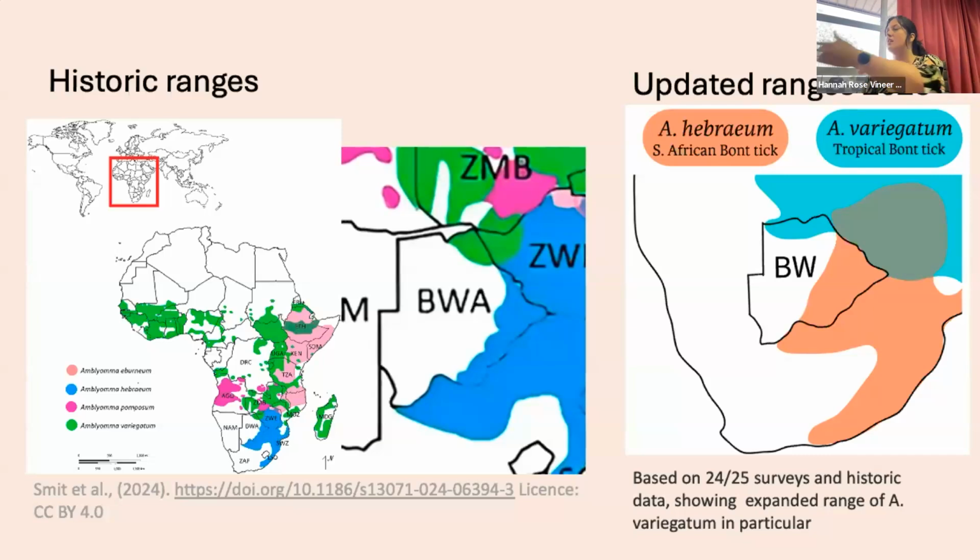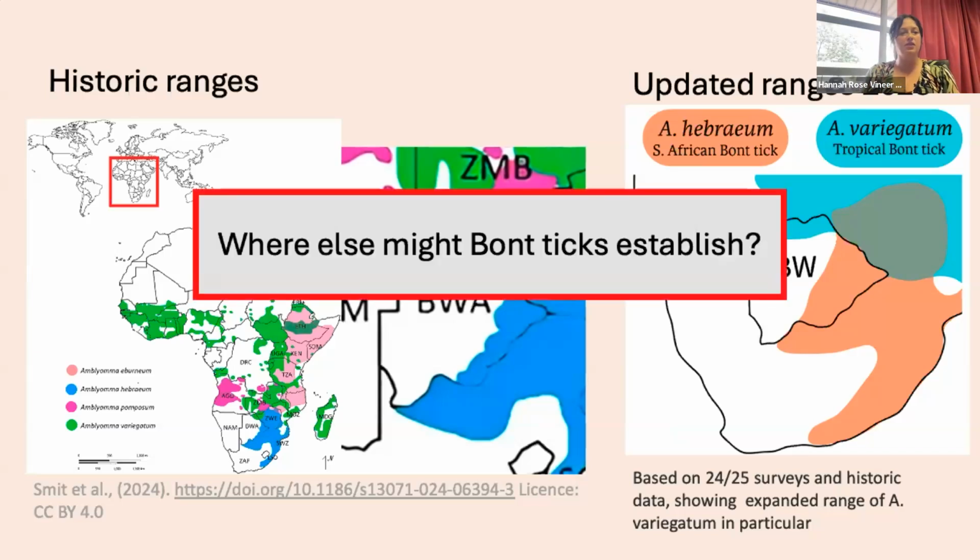And now from the data that Alice has presented, from some work from Owen as well, we know that these ranges have expanded slightly, maybe slightly into the Sandveld for the Amblyomma hebreum in red on the right-hand side. And for Amblyomma variegatum, they've expanded into the delta to the west. So we want to know where they will go next.